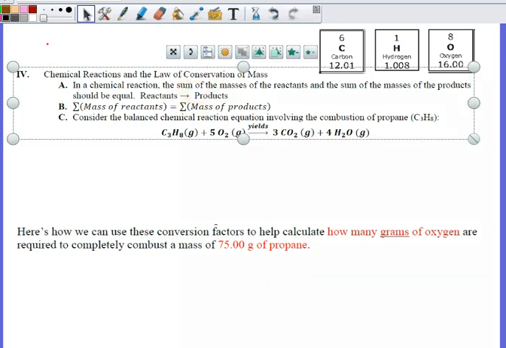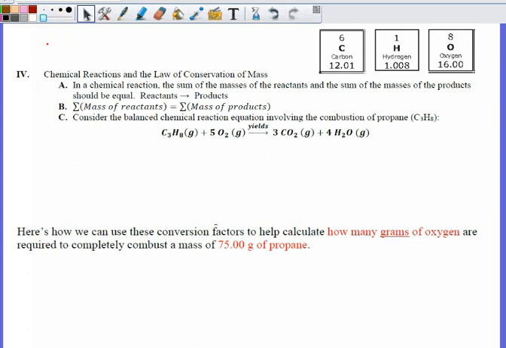The law of conservation of matter or mass is the next thing we're going to look at right here. We're going to talk about an example where we use some stoichiometry, which is a relationship quantitatively between the particular species in a chemical reaction. And we're going to discuss how you can evaluate a chemical reaction equation.